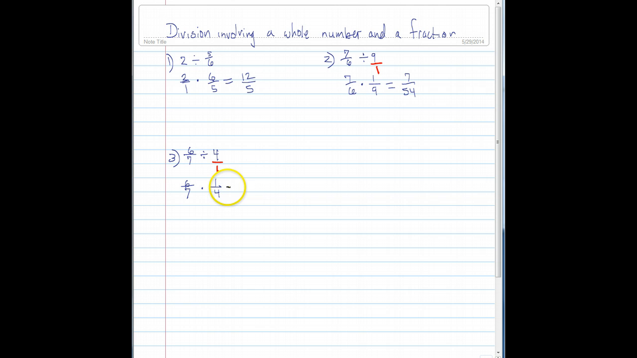We're only flipping the second fraction. It has nothing to do with the whole number or the fraction part. We're only flipping the second fraction every time. And then we multiply straight across. We get 6 over 28.